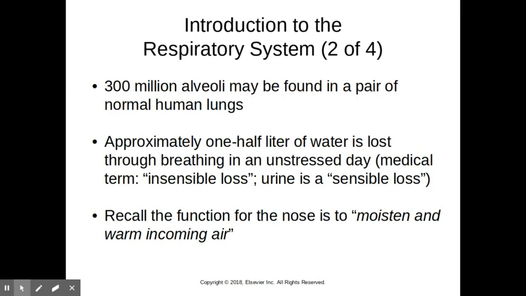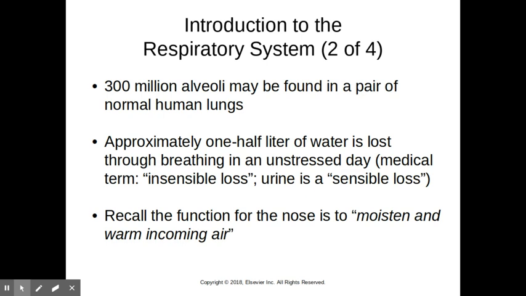There are 300 million alveoli that may be found in a pair of normal human lungs. Alveoli are tiny air sacs at the ends of our bronchial tubes that are responsible for gas exchange for oxygen and carbon dioxide. When you breathe out, you do breathe out a small amount of oxygen as well, but it's mainly carbon dioxide. And when you breathe in, it's mainly oxygen as far as gas composition goes.